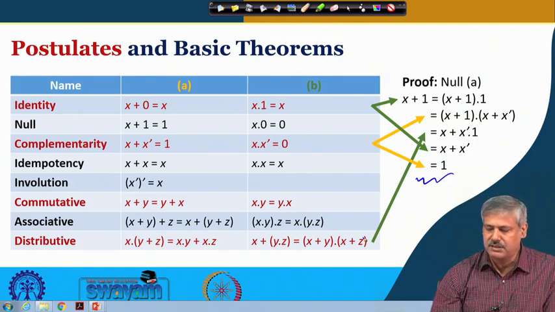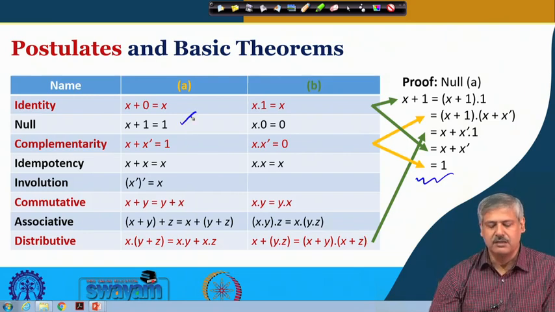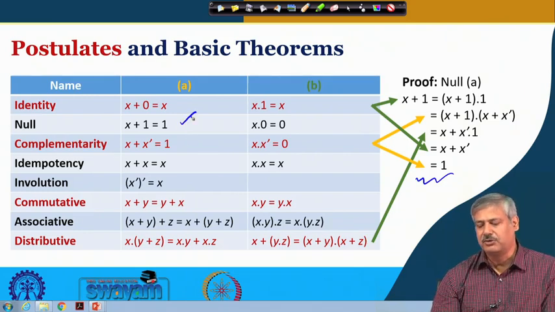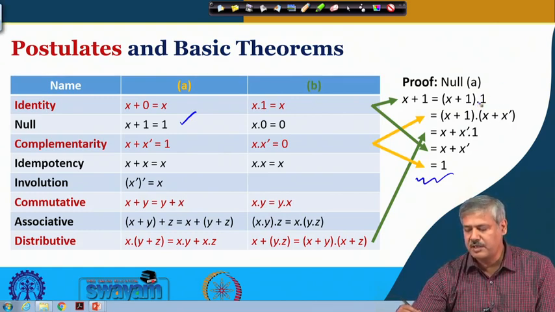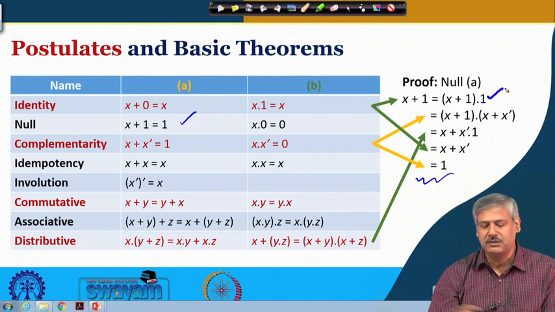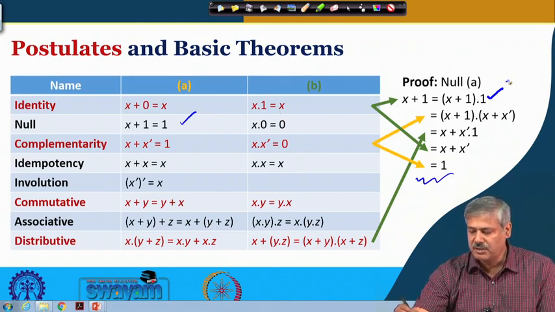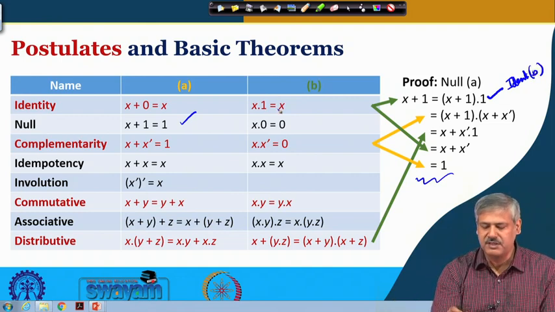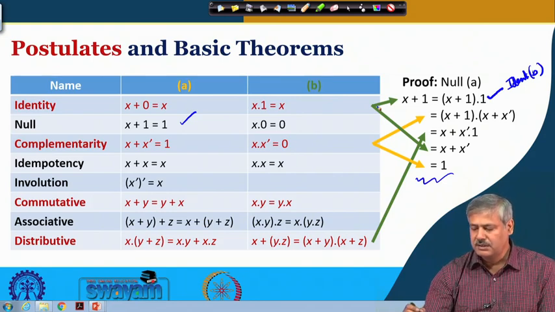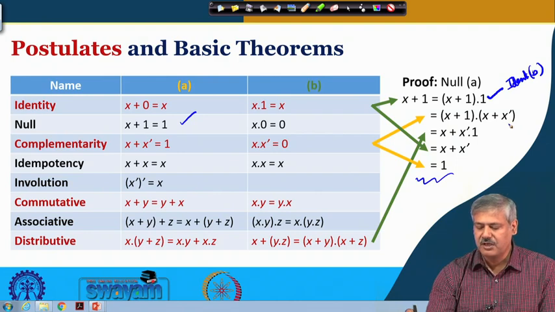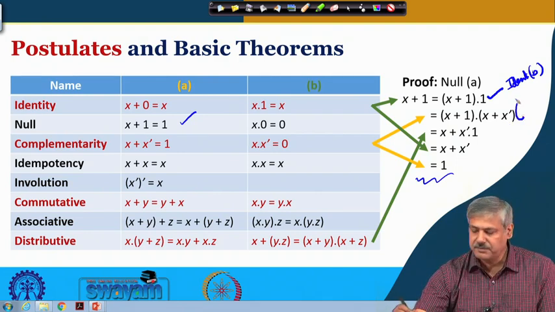So, for example, let us take the null theorem A, x plus 1 is equal to 1. So this is x plus 1, which can be ANDed with 1. Where is it coming from? This is coming from identity B, the arrow is there, this one. Then this one can be written as x plus x prime. How can you write it? From complementarity, complementarity A.